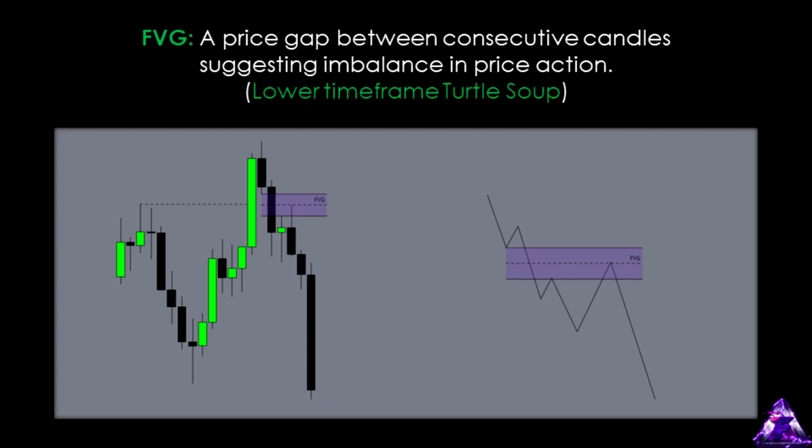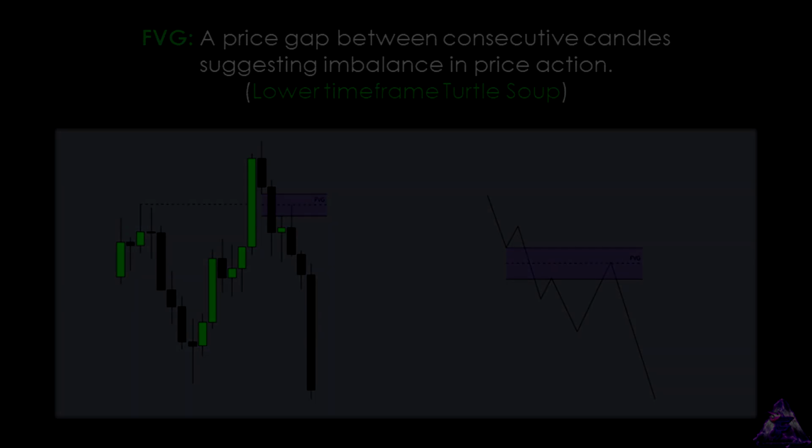When it comes to an FVG, it is essentially a lower time frame turtle soup. If you look at a higher time frame FVG on the lower time frame, it will basically appear as a lower time frame turtle soup. The definition of an FVG is a price gap between consecutive candles, which suggests an imbalance in the price action. But as I mentioned before, it's essentially a lower time frame turtle soup with a retracement profile.